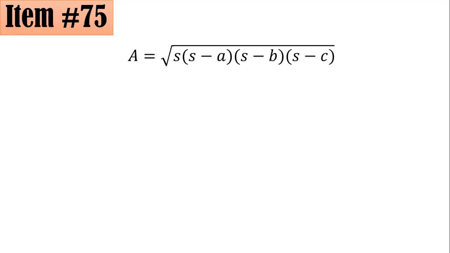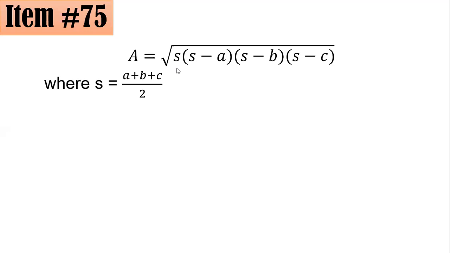Heron's formula. If you are given a triangle that exists in the Euclidean plane, then its area is equal to the square root of the quantity s times s minus a times s minus b times s minus c, where a, b, and c are the three sides of your triangle, and s is equal to a plus b plus c all over 2, otherwise known as the semi-perimeter.